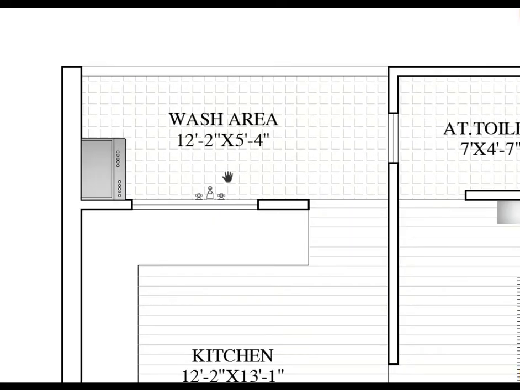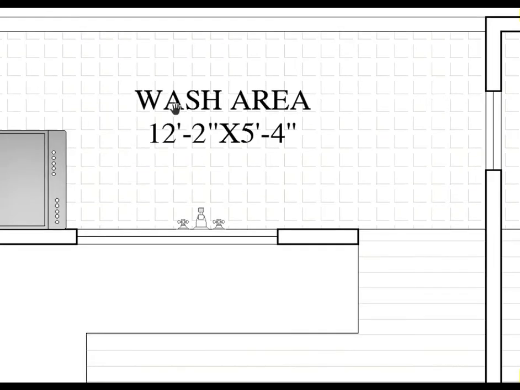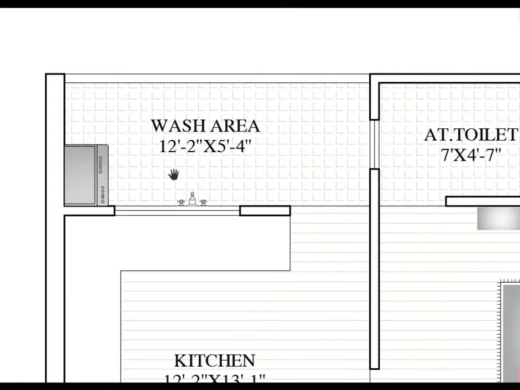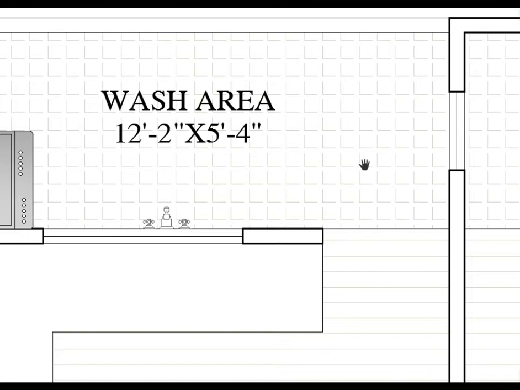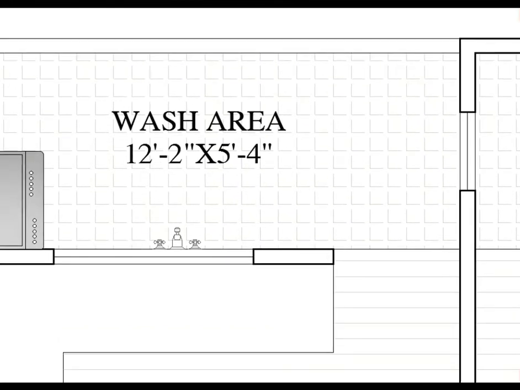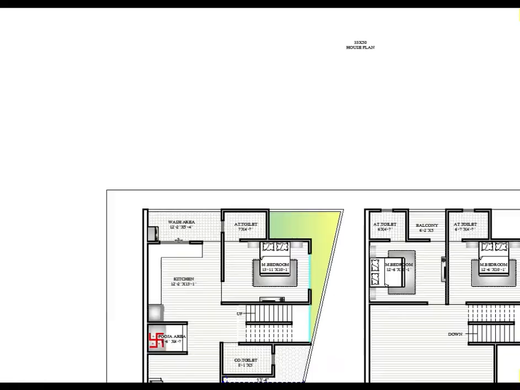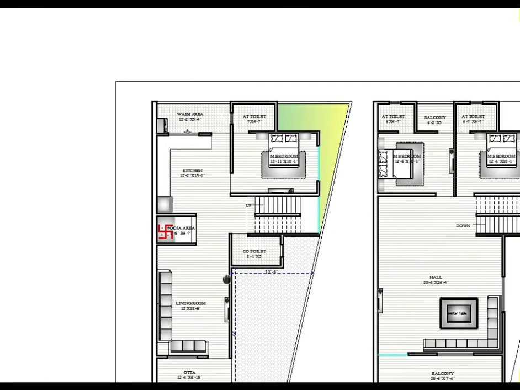We forgot to talk about the wash area, so let's talk about that too. Here is the open plot and here is another property. Here is the entry for the wash area. The overall wash area is 12 feet 2 by 5 feet 4, meaning horizontally 12 feet 2 and vertically 5 feet 4. Here we have located a washing machine. So we are done with the ground floor.